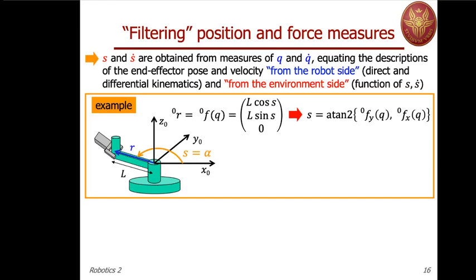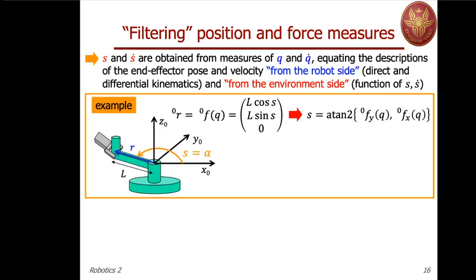So from the measurement of q and from the value of the direct kinematics, f(q) expressed in frame 0, so these are numbers at this point, you can extract the value of S by doing an arctangent of f_y and f_x expressed in frame 0. A very simple example, but this is the general procedure that you would apply, and of course, case by case, robot by robot, you will have this type of extraction.